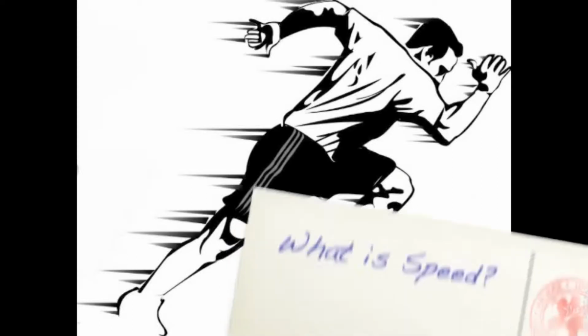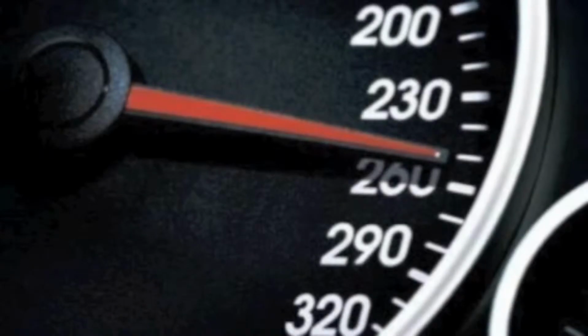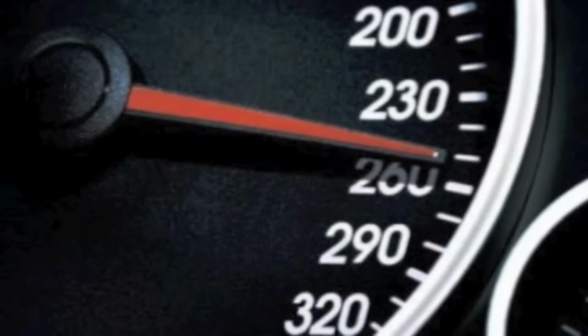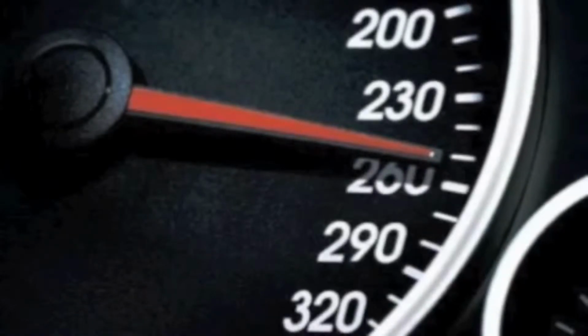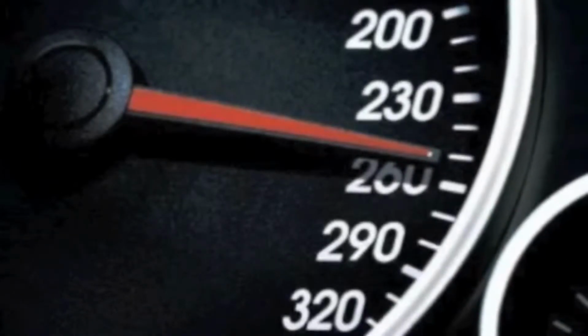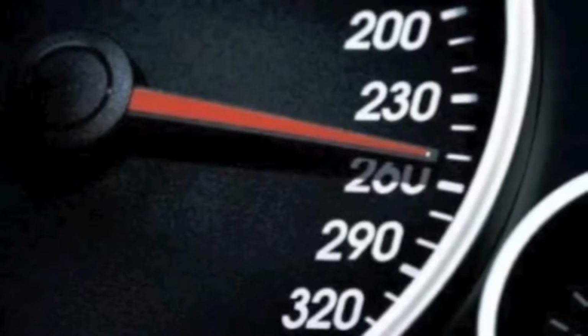Let's think of an example. If you look at a speedometer, you can see the numbers directing to how fast you're going. The speed. It shows how many kilometers your car can travel in an hour.